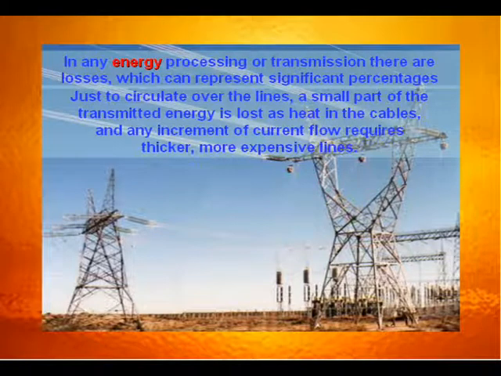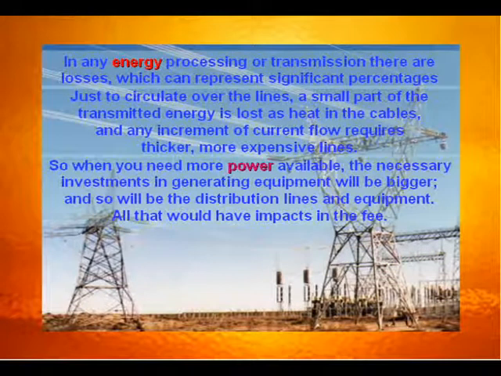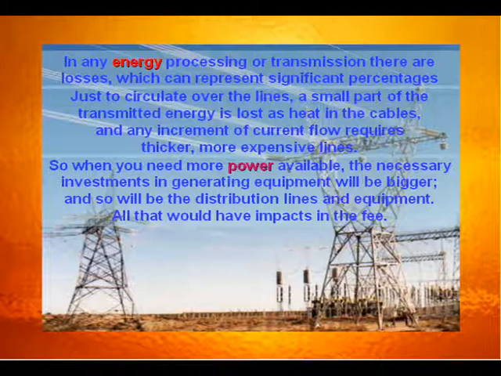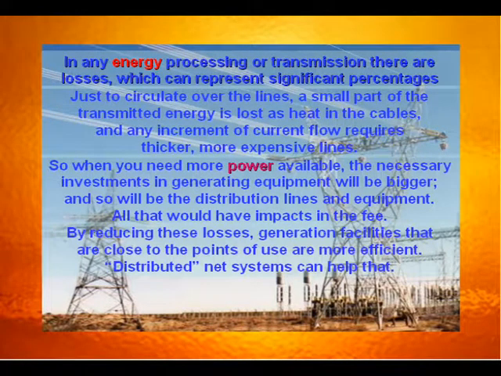Any increment of energy flow requires thicker, more expensive lines. So when you need more power available, the necessary investment in generating equipment will be bigger, and so will be the distribution lines and equipment. All those costs would have impacts on the fee. By reducing these losses, generation facilities that are close to the points of use are more efficient. Distributed net systems can help in that sense.